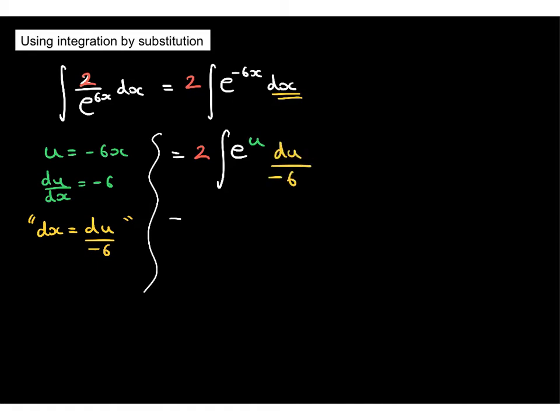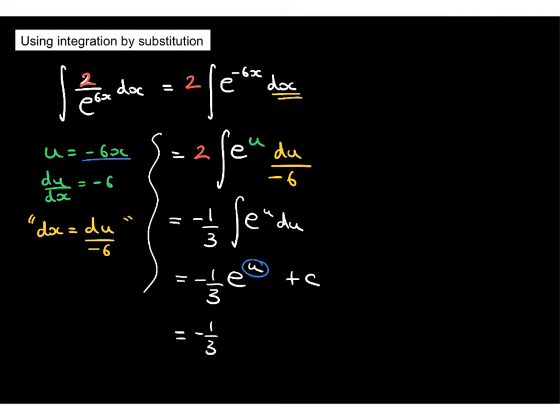So I can now pull any multiplicative constants out to the front. 2 over negative 6 is the same as negative a third. And then I have the integral of e to the u with respect to u, which then gives me negative a third e to the u plus a constant of integration. And of course, final step, let's replace u with negative 6x. So we have negative 1/3 e to the negative 6x plus a constant of integration.